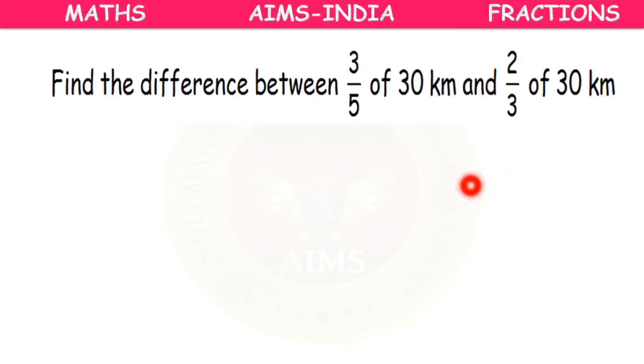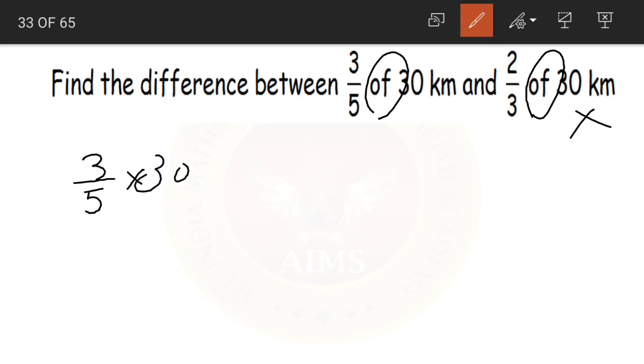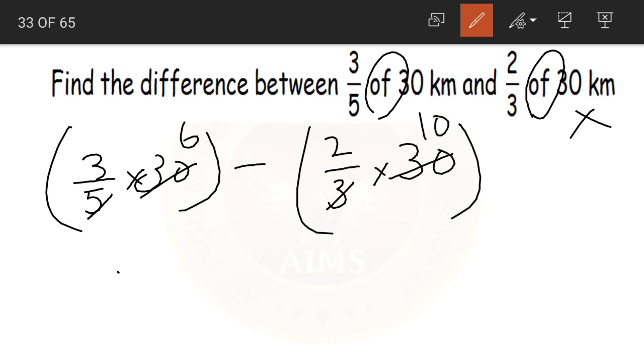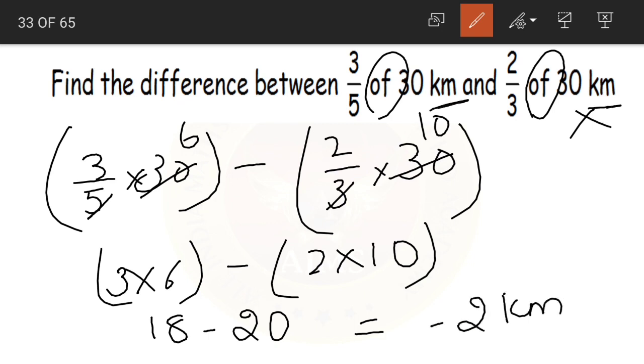Moving on to the last question for today. Find the difference between 3 by 5 of 30 kilometers and 2 by 3 of 30 kilometers. As we have already discussed, of here in fractions means multiplication. So we simply multiply 3 by 5 into 30 and then subtract it with 2 by 3 into 30. Yes, 5 6s are 30 and 3 tens are 30. So 3 into 6 minus 2 into 10. Now 3 6s are 18 minus 2 tens are 20. Now the answer is minus 2 and the unit given in the question is kilometers, so in the answer as well we'll put kilometers.